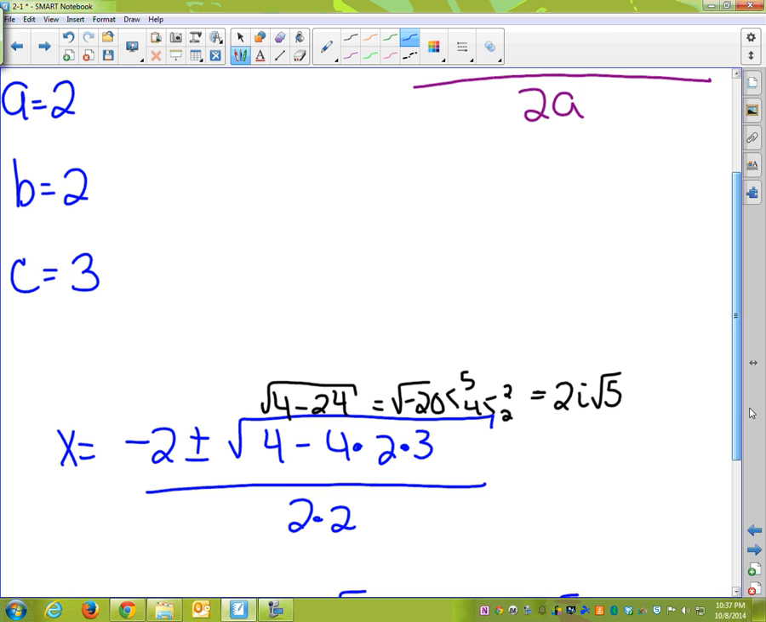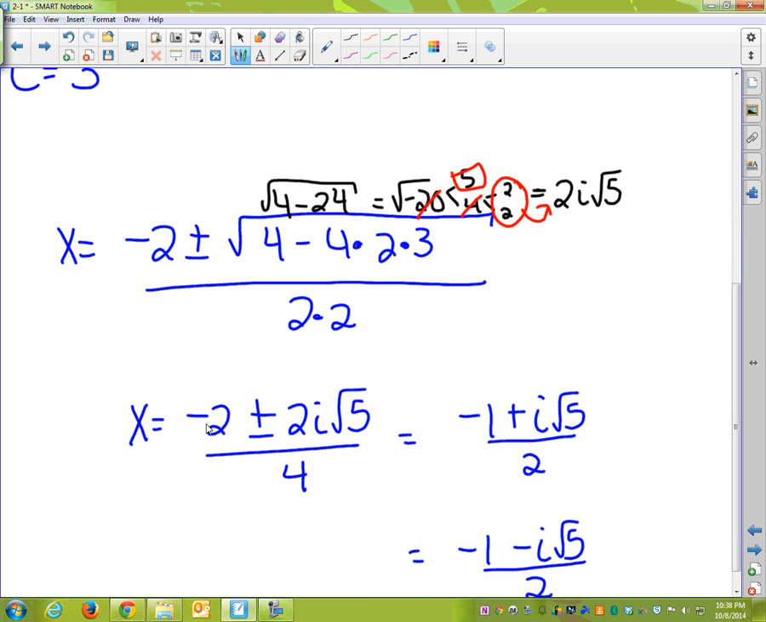I put them into the quadratic formula. I went ahead and simplified the radicand. I got 4 minus 24, which was negative 20. I needed to do the factor tree because you have to reduce that negative 20. Here was my pair of 2's that got pulled out, and the 5 stayed on the inside. So this became 2i radical 5.